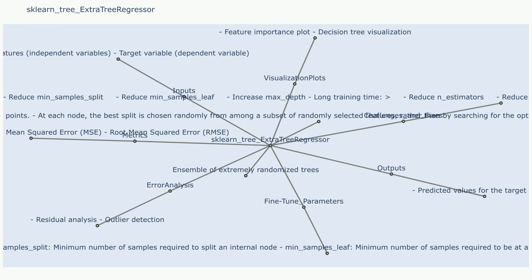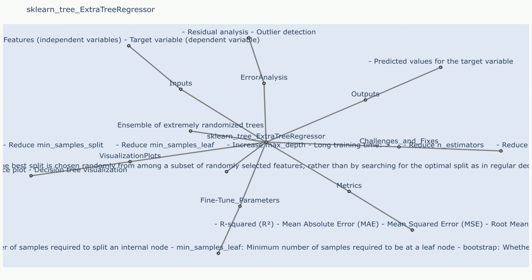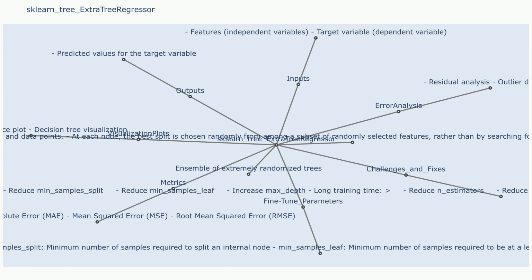Challenges and fixes. Challenge 1: overfitting to noisy or sparse data. Sample use case: training a model on a dataset with a large number of irrelevant features or noisy data points. Fixes: use a smaller number of estimators to reduce the complexity of the ensemble. Adjust the max depth parameter to limit the depth of individual trees. Consider using a data preprocessing technique, such as feature selection or dimensionality reduction, to remove irrelevant or noisy features.